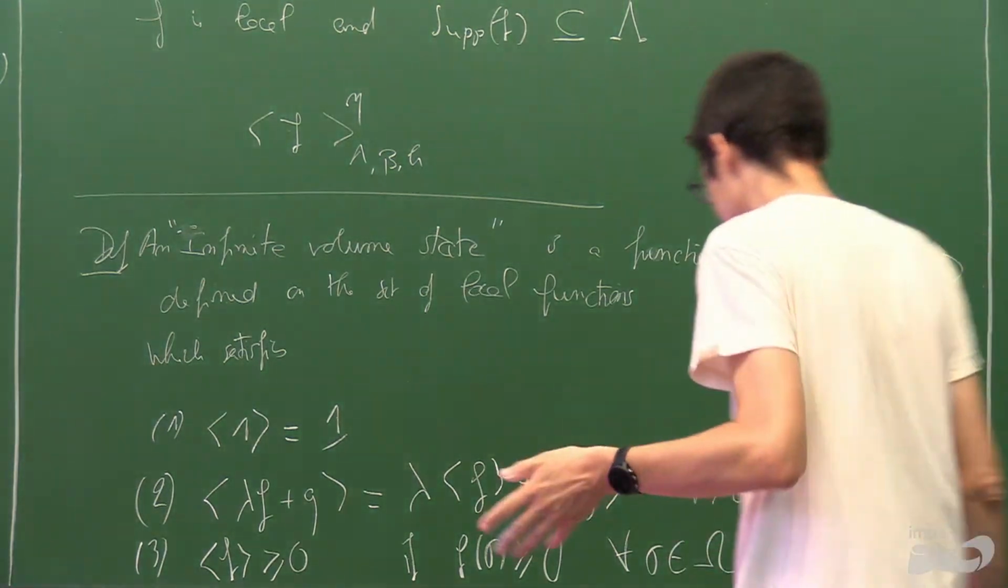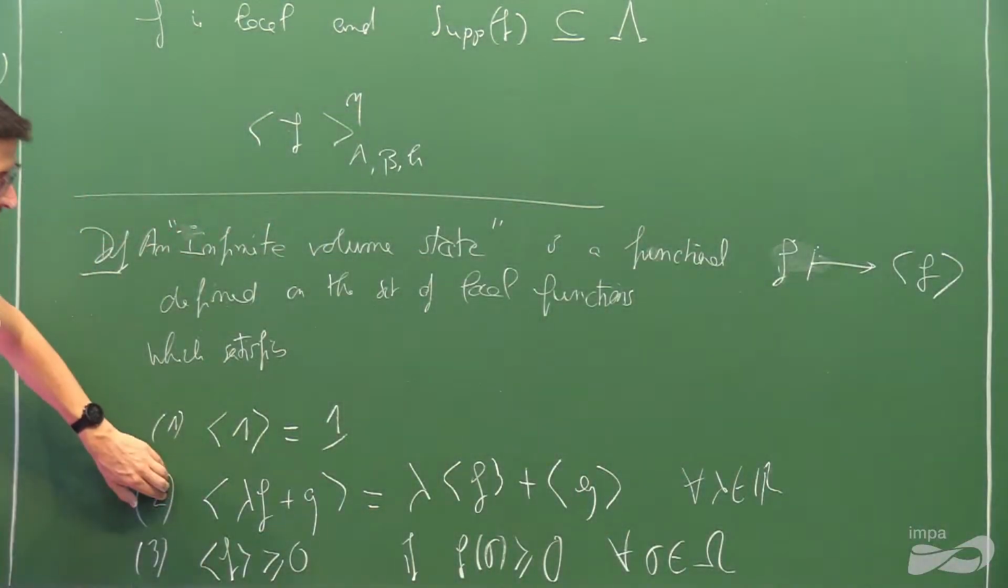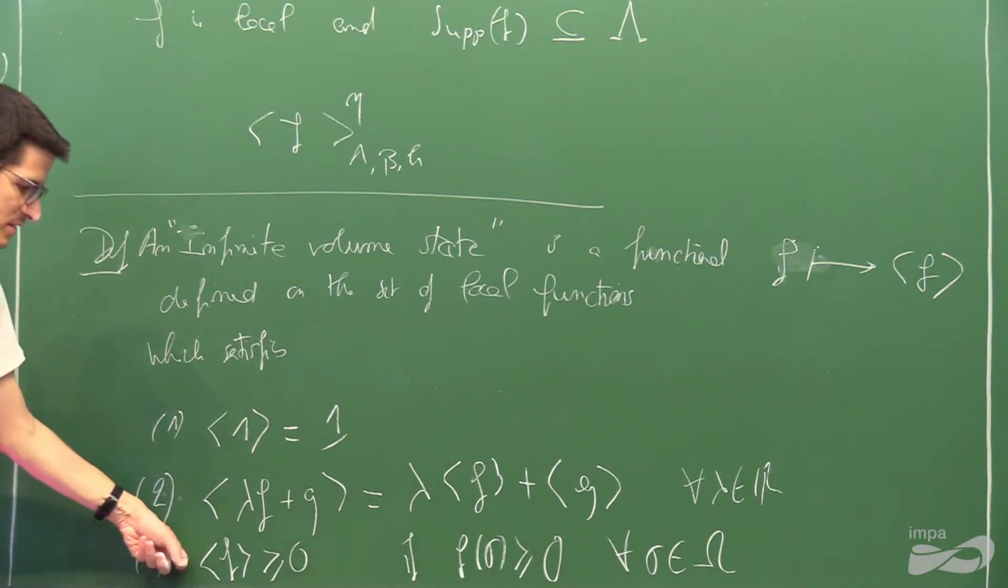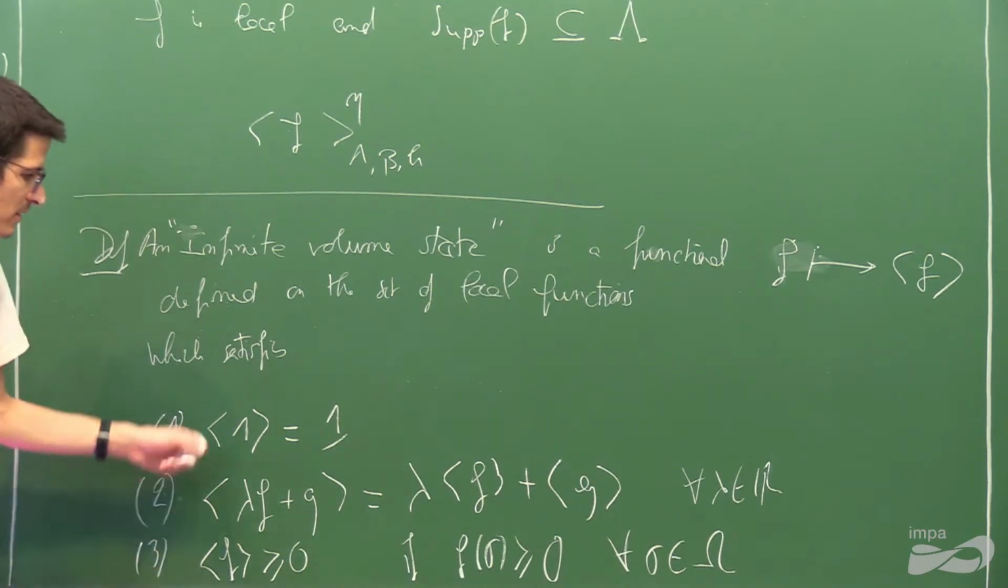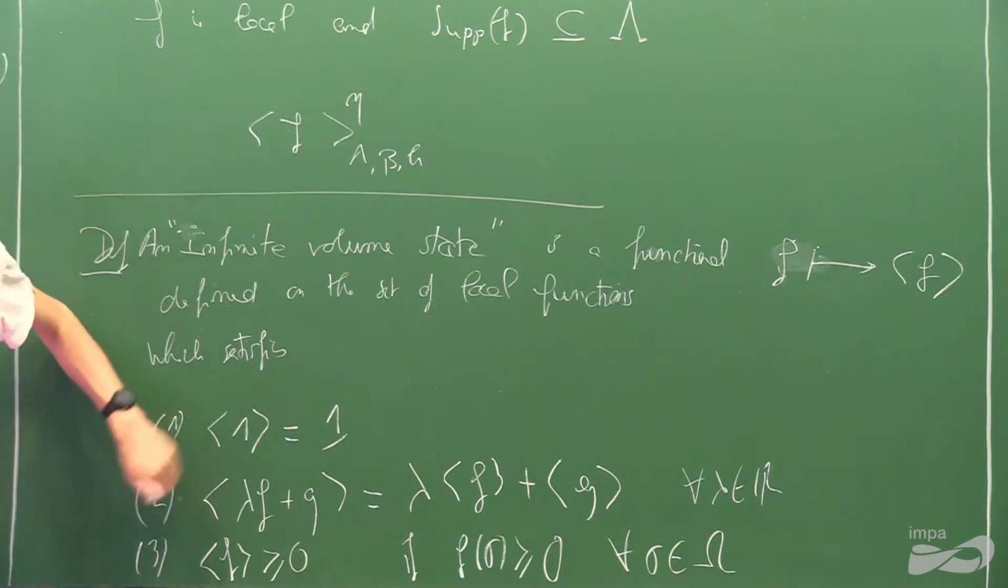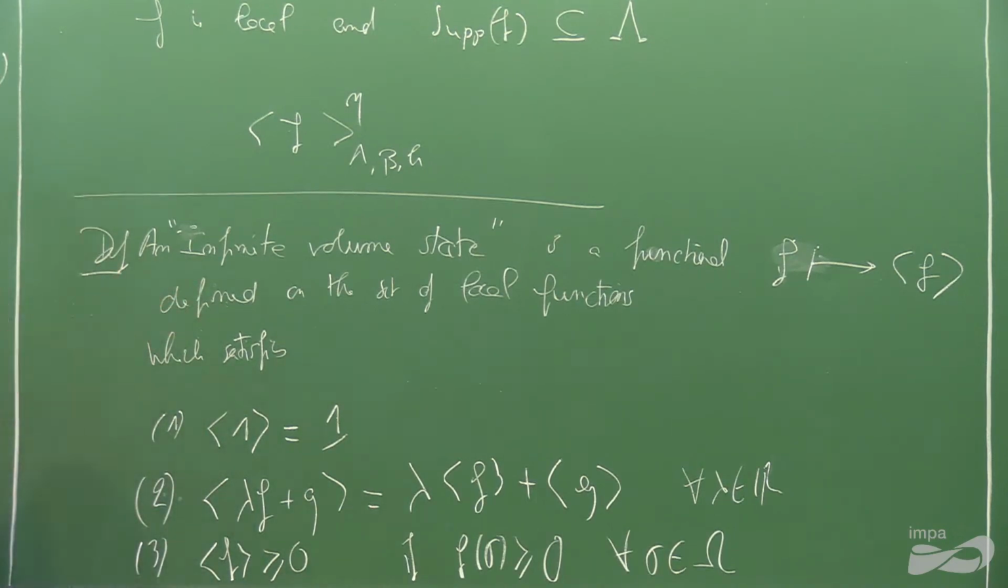Basically, this gives you additivity. You don't have sigma additivity. And this guarantees that you don't have a signed measure. And this is just saying that the total mass is 1, so you have a probability. Yes, I think you can define states that are not measures, but it's not really a matter for us.